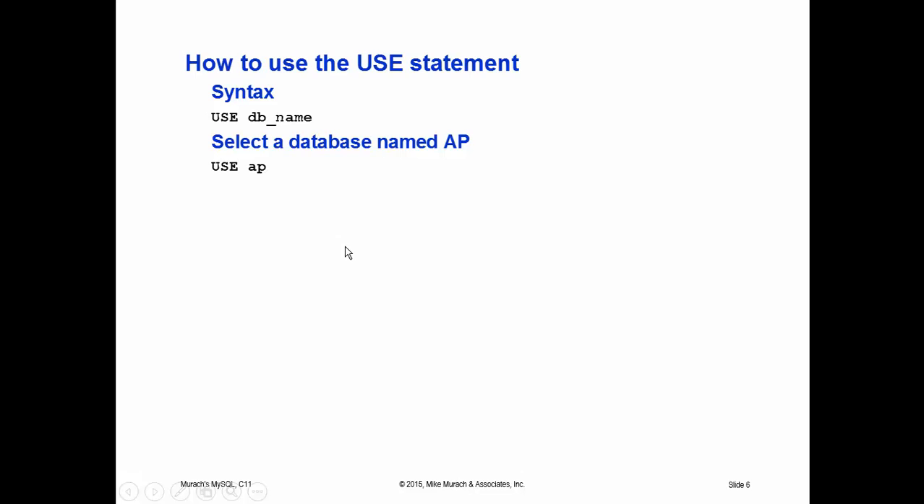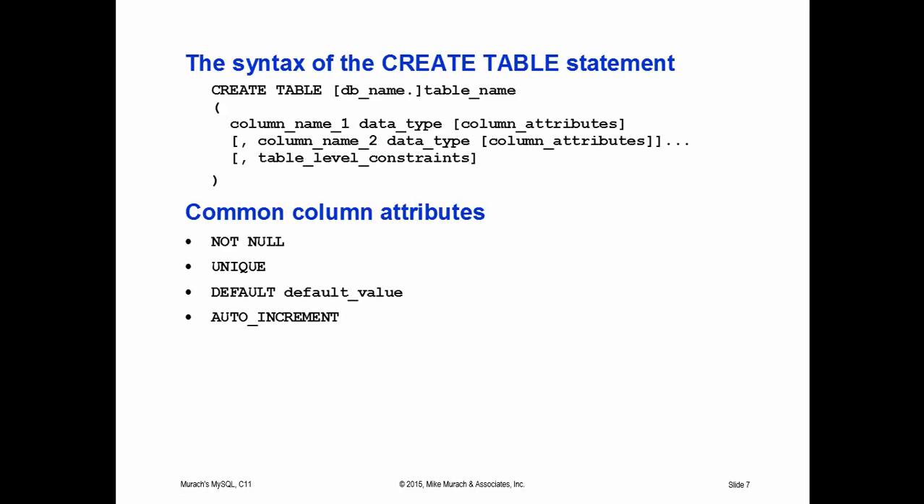Then to make the database active, you can only have one database active at a time in MySQL, and to make it active, what you do is you use the use command. So you say use followed by the name of the database. So now we've created a database and we've made the database active with the use command, so now we want to create a table.